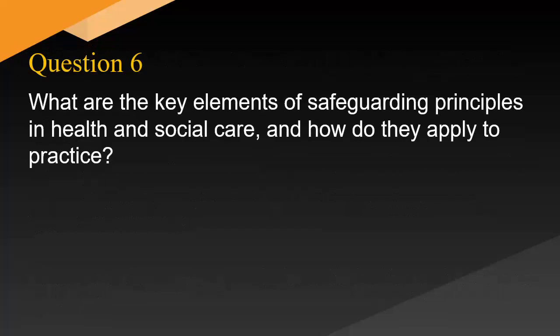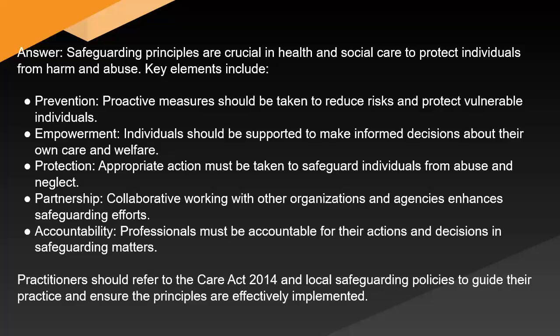What are the key elements of safeguarding principles in health and social care, and how do they apply to practice? Answer: safeguarding principles are crucial in health and social care to protect individuals from harm and abuse. Key elements include prevention. Proactive measures should be taken to reduce risks and protect vulnerable individuals. Empowerment. Individuals should be supported to make informed decisions about their own care and welfare.